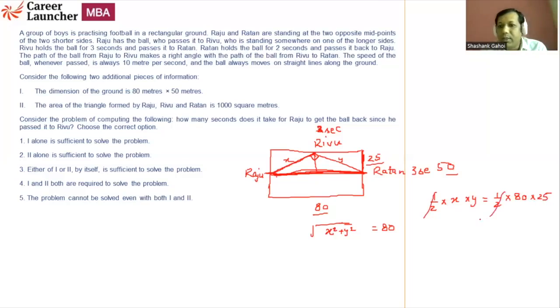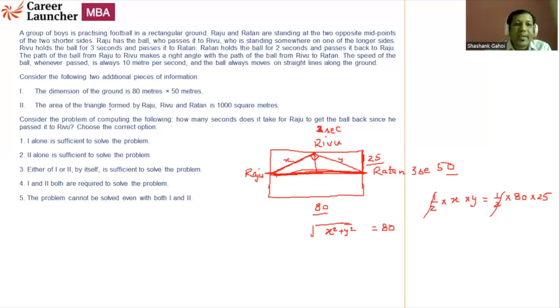So x into y is 2000. So I have one equation as x square plus y square is 80 square. Second, we have x into y is equal to 80 into 25. So anyhow, we have two equations and two variables, so we can get the value of x and y. So if we are going to get the value of x and y, we can get the answer. So first alone is sufficient to answer the question.